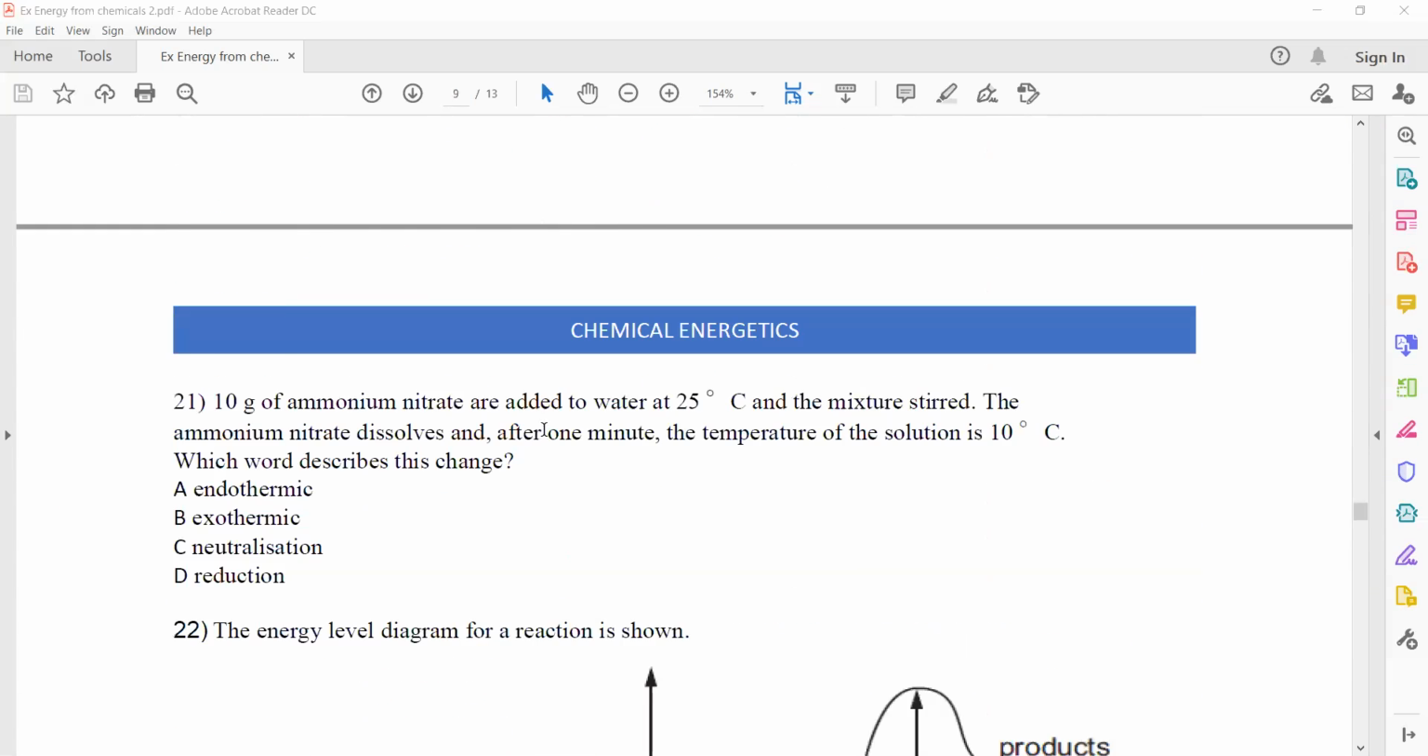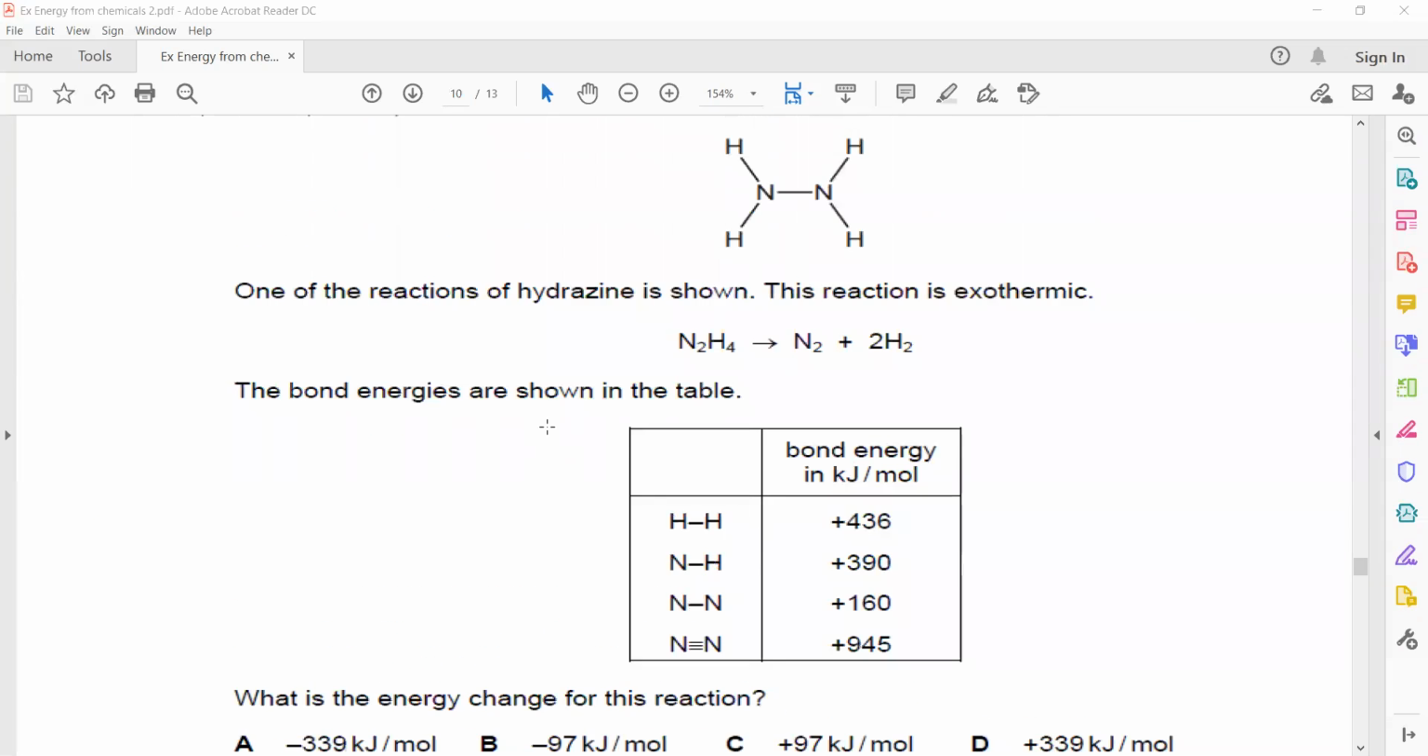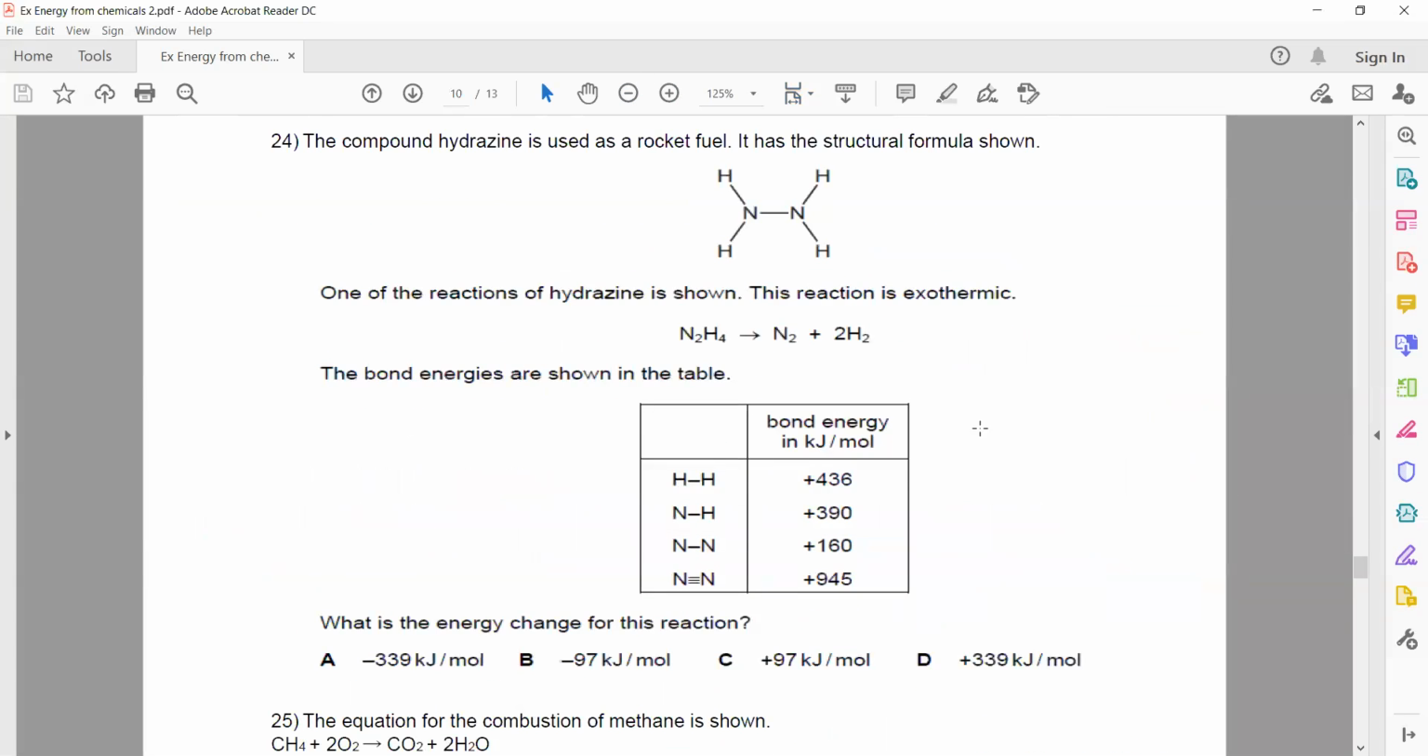Question 24. A compound, hydrazine, is used as a rocket fuel. It has a structural formula as shown. N2H4 gives N2 plus 2H2. What is the energy change? So the N2H4 structure is given to you.